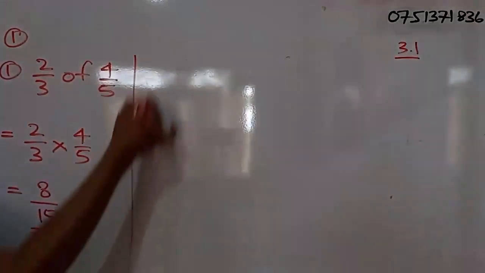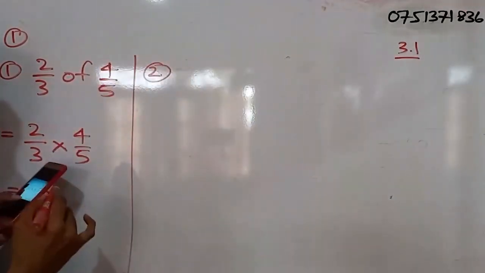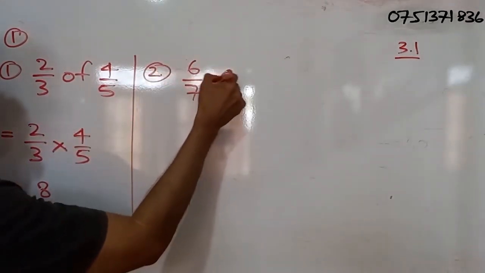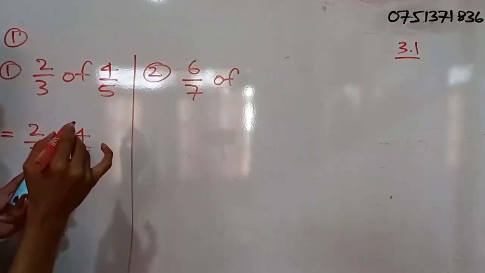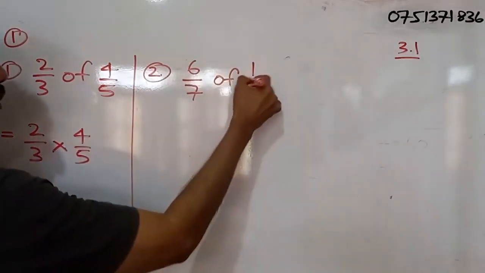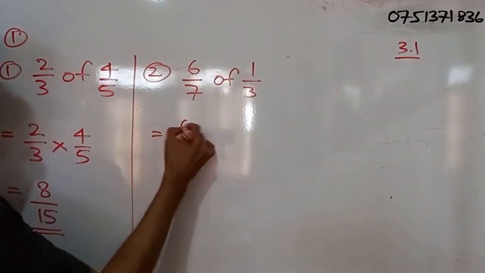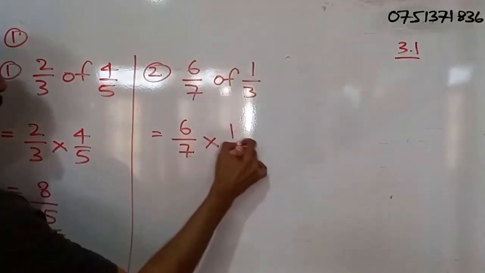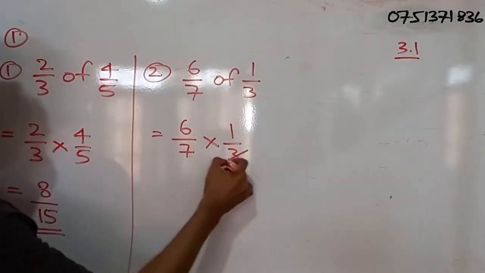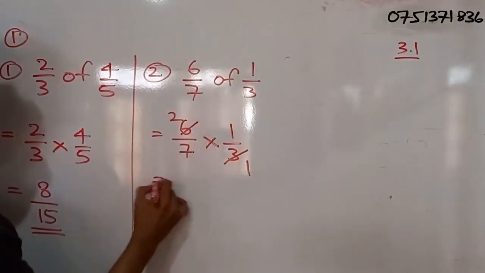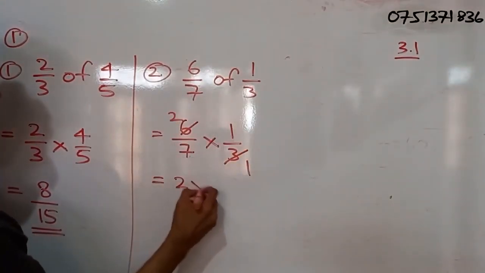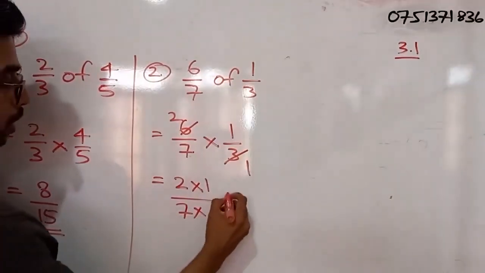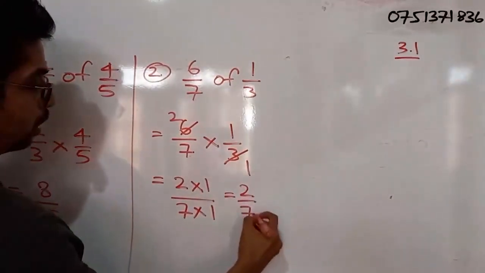Okay. Second part, we have 6 by 7 of 1 by 3. So here also we have to repeat the same process. Instead of the term of, we can use the multiplication symbol. Right? So 3 times 1 and 3 times 2. So in the top half we have what? 2 times 1, and the bottom half we have 7 times 1. So the answer is 2 by 7.